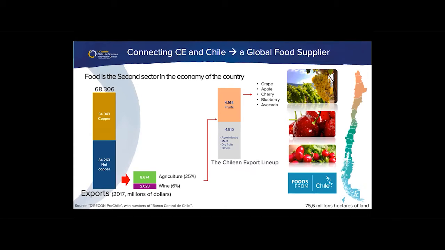Well, food is the second sector of the economy of our country, after copper. Agriculture represents 25% of our exports, and we are renowned internationally because of our nutritious and delicious food. And actually, we have 75 million hectares of land in our country, and a lot of that is dedicated to food production.